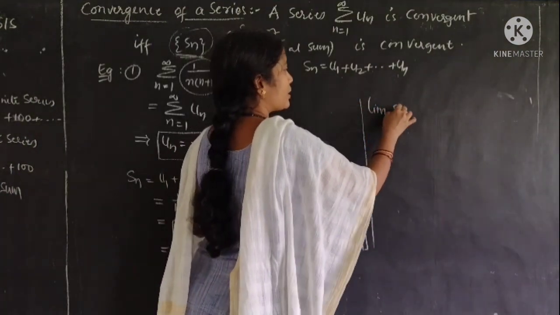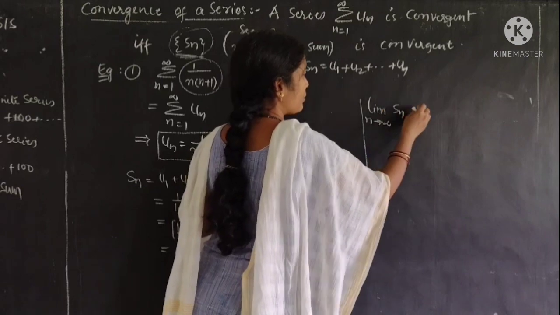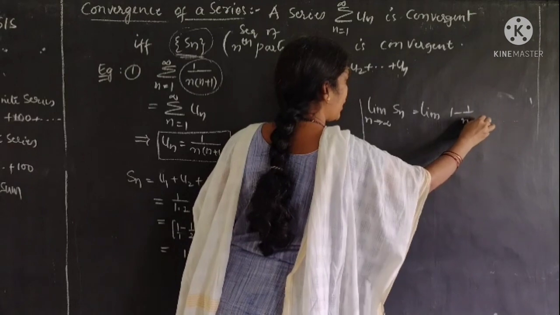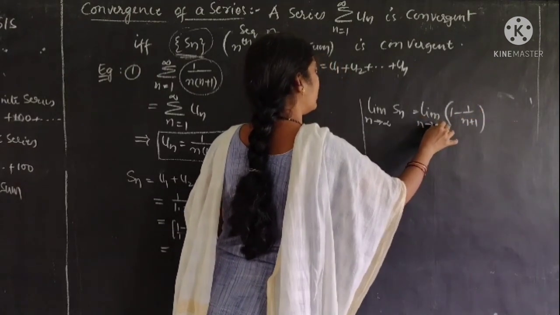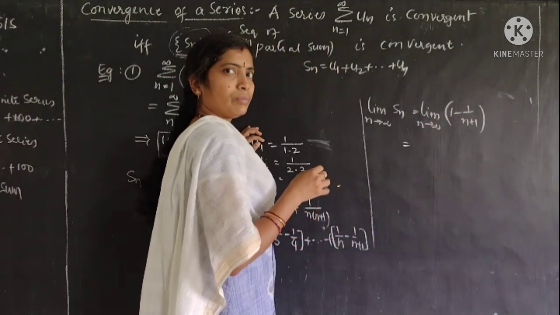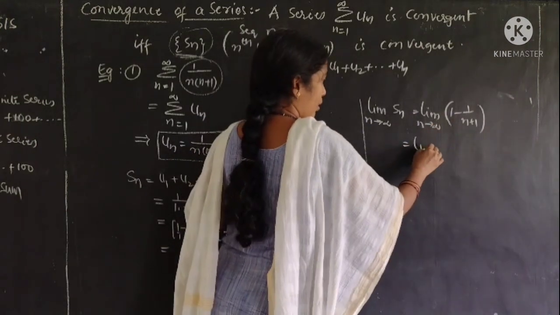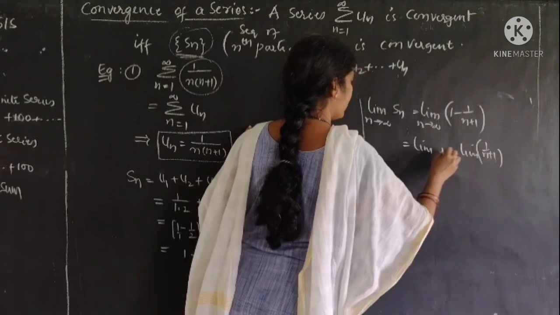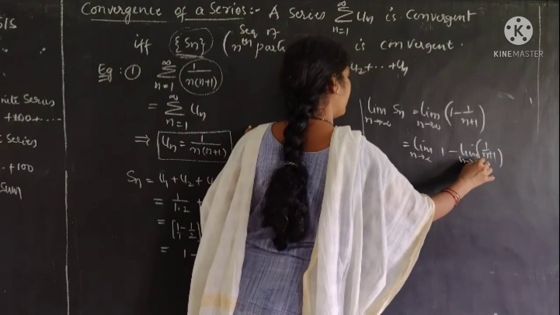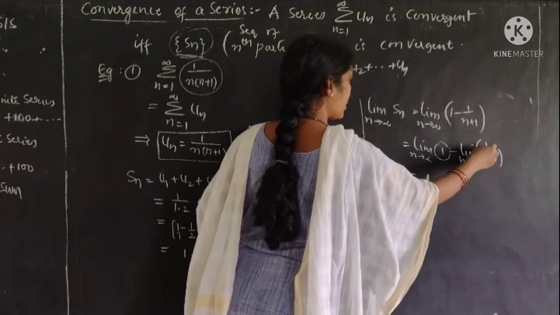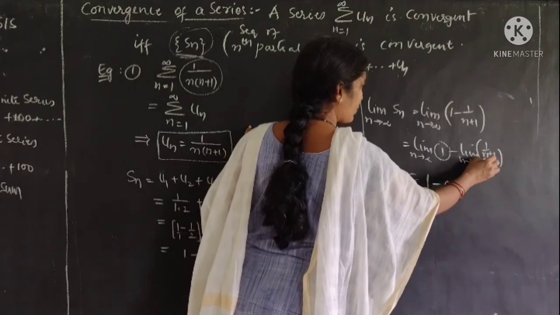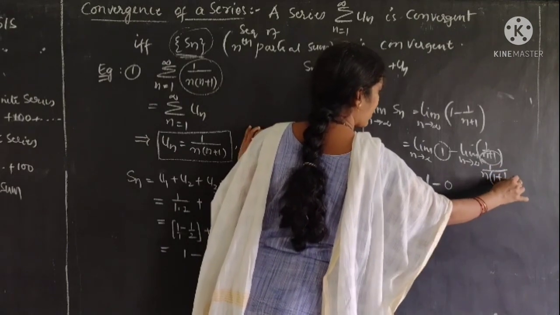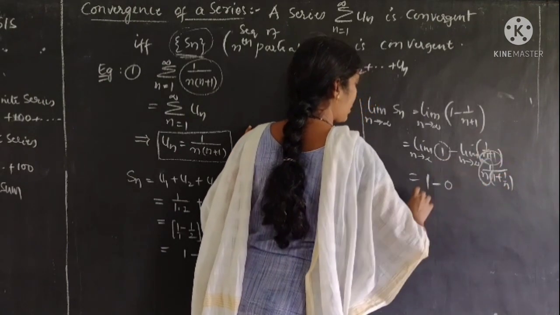Now, let us consider limit of Sn as n tending to infinity, which is equal to limit of 1 minus 1 by n plus 1, which is equal to limit of 1 minus limit of 1 by n plus 1 when n tending to infinity. Limit of 1 is 1 minus, this limit value is 0 because you know that by commoning the denominator, 1 by n common తీసినట్లయితే 1 by n. 1 by n limit is 0.